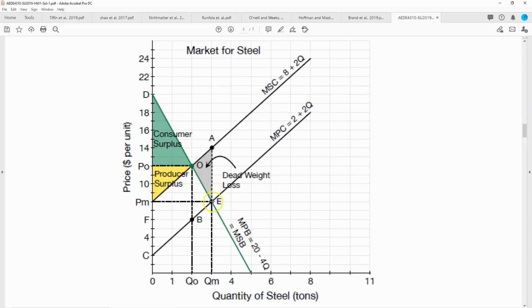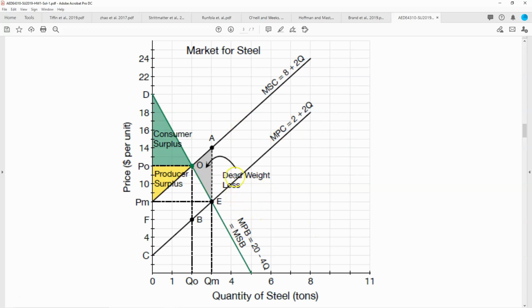Then we find the market equilibrium quantity QM. We connect E and QM, extend this line to the marginal social cost curve. We find A, and then the triangle enclosed by AEO is the deadweight loss. So this way is very simple to find the deadweight loss anywhere for this kind of question.